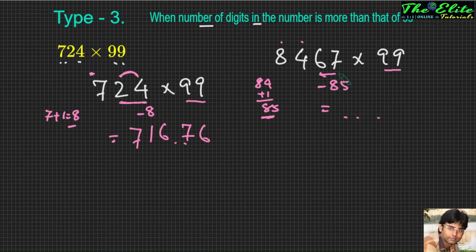Here again, when we subtract 85 from 8,467, what you are going to get is 8, then 3, and then this 8. So this is the number you will get in the first step. So what will be our next step? The next step is we have to find the complement of the marked number. What is the marked number? It is 67. And the complement of 67 is going to be what?